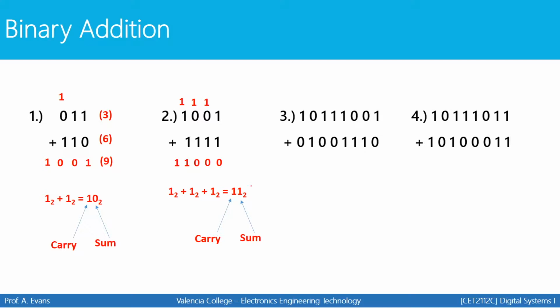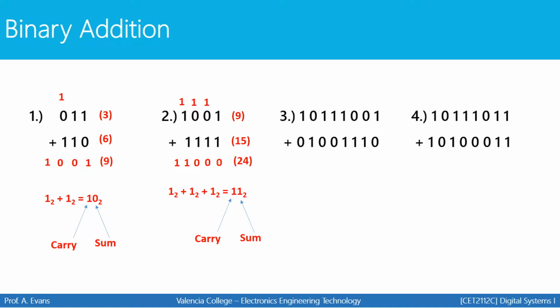So let's continue with example number 3. It's a little bit longer. You have two 8-bit numbers, but the process is going to remain the same. We're going to start from the right, work our way to the left, and add up each column. Let me back up and check our work on problem number 2. 1, 0, 0, 1 is a 9. 1, 1, 1 is 15. So 9 plus 15 should equal 24. And if you convert 1, 1, 0, 0, 0 back to decimal, you will see that that is 16 plus 8, which is 24.